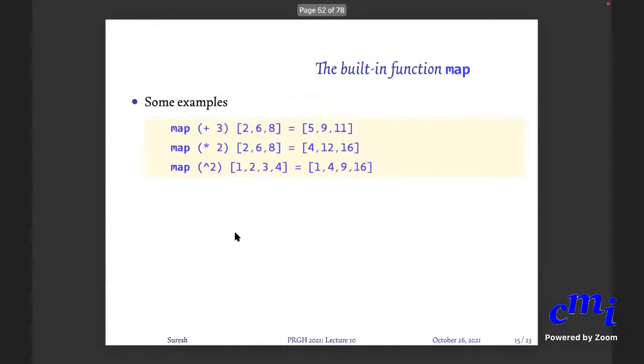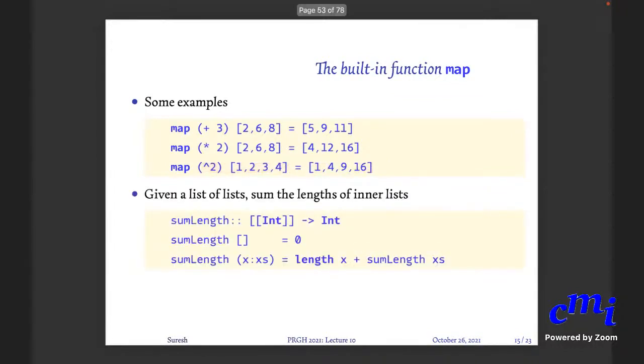So for instance, map of (+3) applied to [2, 6, 8] will be [5, 9, 11], because you are adding 3 to every number in the list. Map of (*2) applied to [2, 6, 8] is [4, 12, 16]. Map of (^2) applied to [1, 2, 3, 4] is [1, 4, 9, 16]. Yes, you can use this instead of square list. And this map is built in.